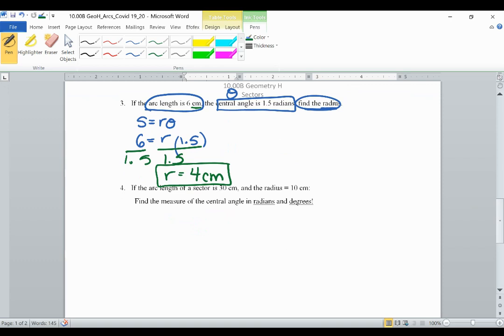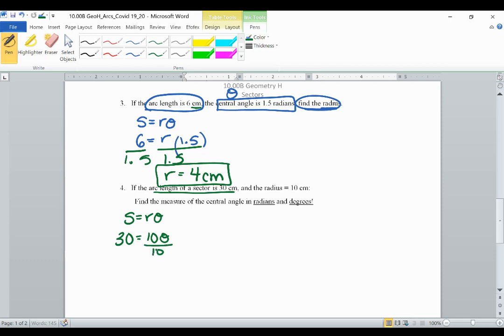Number 4. If the arc length of a sector is 30 centimeters and the radius is 10, find the measure of the central angle in radians and degrees. So first, again, we're given the arc length is 30, so let's start with our arc length formula. We're going to sub in 30 for the arc length. We know the radius is 10. This time we do not know theta. We're asked to find it.